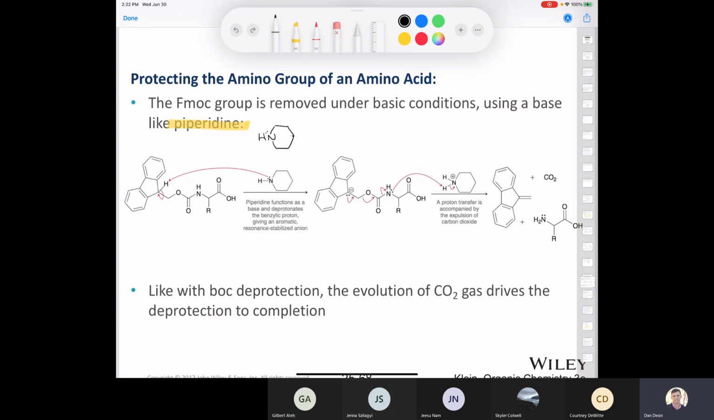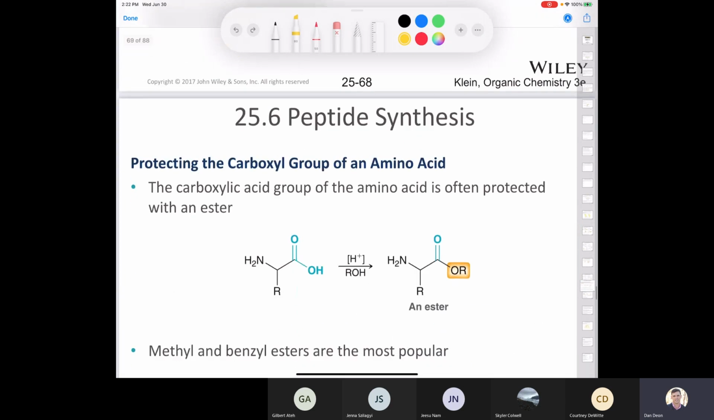Very easy too, very easy. I mean, you could get a 5th grader to run this reaction. You just literally throw piperidine at it, and it's going to work really, really well. So you see at the bottom it says, just like Boc deprotection, it's the evolution of carbon dioxide gas that's going to drive that reaction to completion. Whenever you have a gas being produced, Le Chatelier's principle is going to be in your favor.